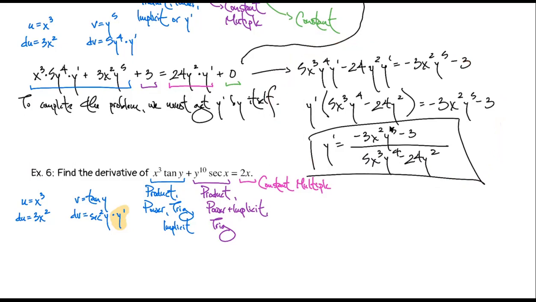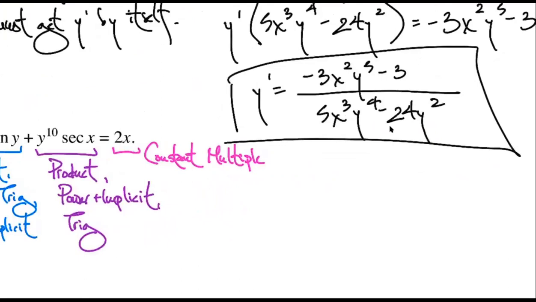All right, so let's try our setup for the purple one now. U equals y to the 10th and v equals secant x. Take a moment, tell me what my du and my dv are.